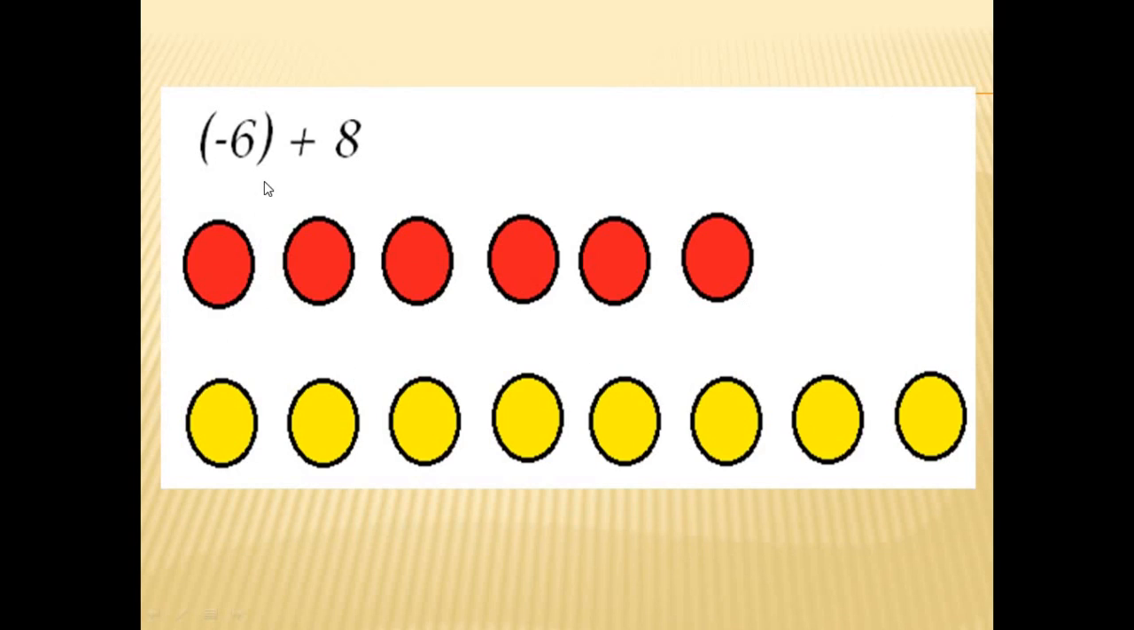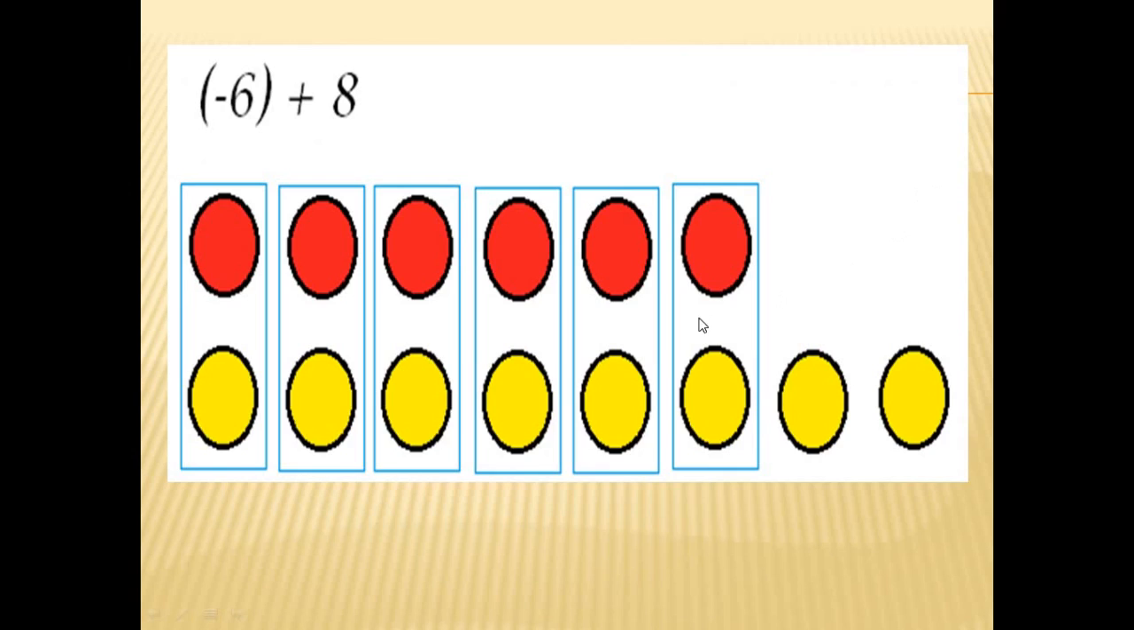Another one. Here also we are adding negative 6 and 8. To indicate negative 6, we have taken 6 red counters. To indicate 8, we have taken 8 yellow counters. What is the next step? Yes, combining the red and yellow. One red and one yellow together. So that the sum will be 0, or they get cancelled by each other.